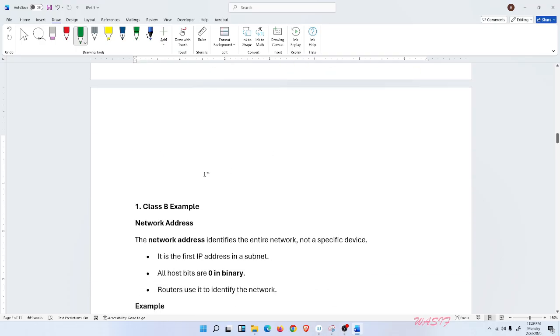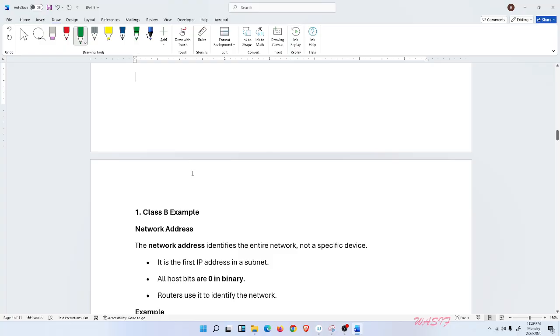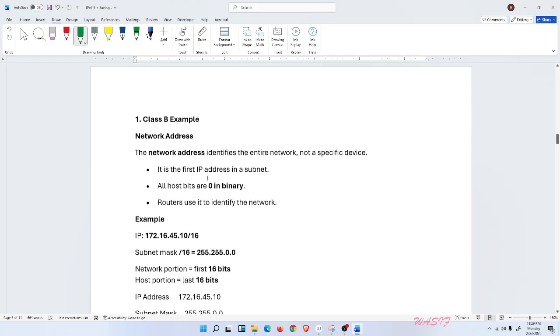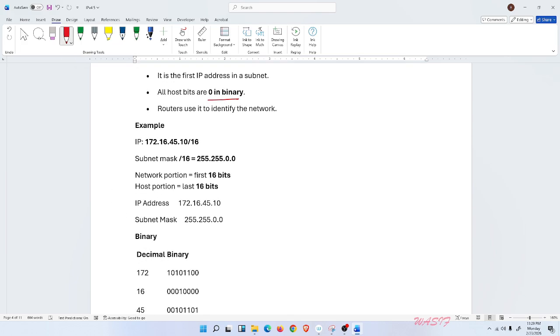Okay, now look at here very carefully. Let's do something with class B. That was with class C, now let's do class B. We know that for the network address, all host bits will be 0. Now look at here. We have an IP address 172.16.45.10/16. How can we understand it is class B?